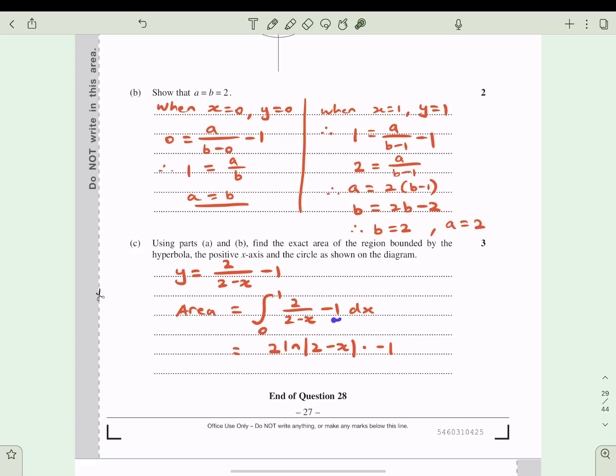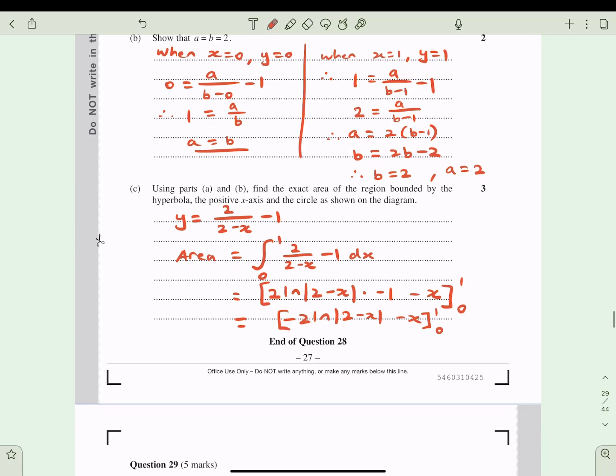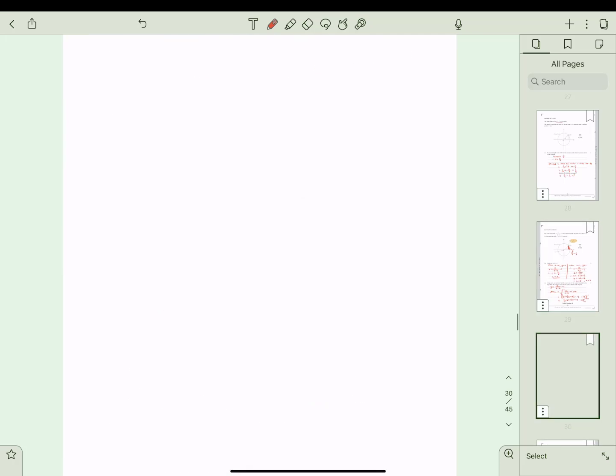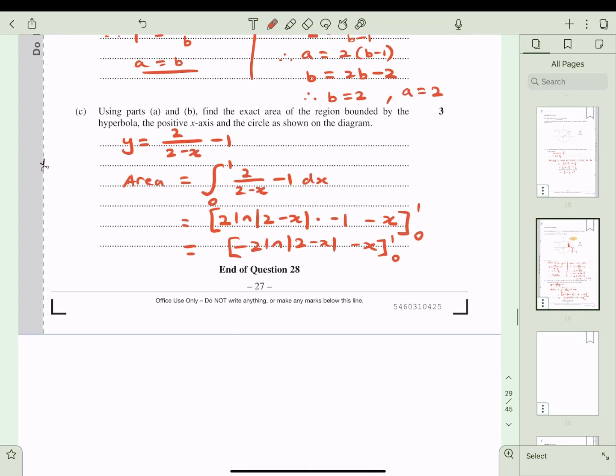And then the next step is integrate negative 1. That's easy enough, that's just negative x. And now we have bounds of 1 and 0. So that's just going to equal negative 2 ln, absolute value 2 minus x, with bounds of 1 and 0. We are running out of space here a bit, so let's add a page to help us out.